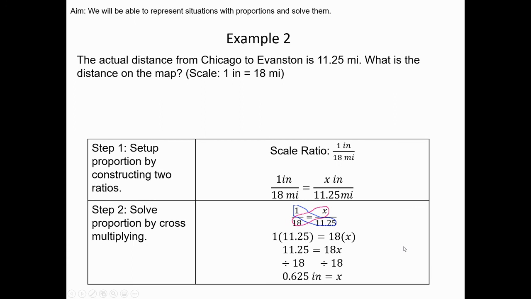Once again, notice how this makes sense if you think about it. If 1 inch is 18 miles, and this distance is less than 18 miles, then our answer of figuring out what is the distance on the map, it's going to be smaller than 1 inch.